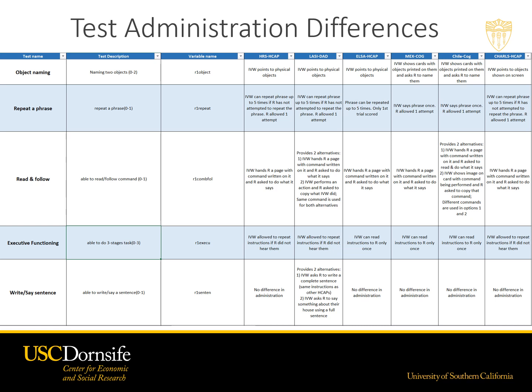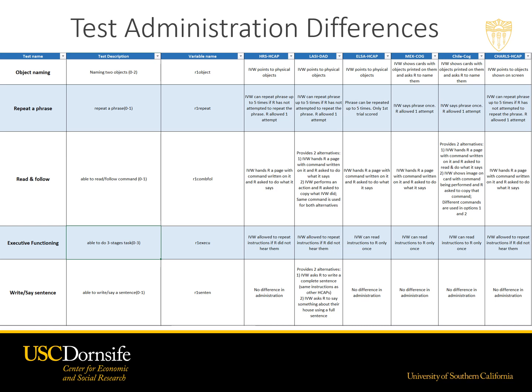For example, in the object naming task, interviewers in the HRS HCAP, LASI-DAD, and ELSA HCAP point to physical objects, while interviewers in the Charles HCAP point to objects that are shown on the screen. Interviewers in the MHAS MaxCog and CHILICOG show cards with the objects printed on them and ask the respondents to identify the objects.